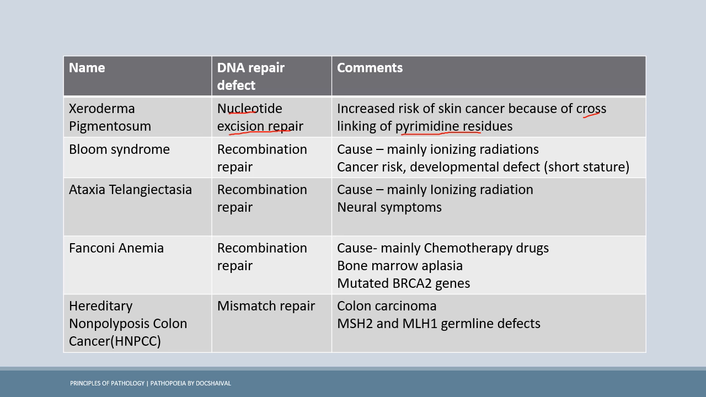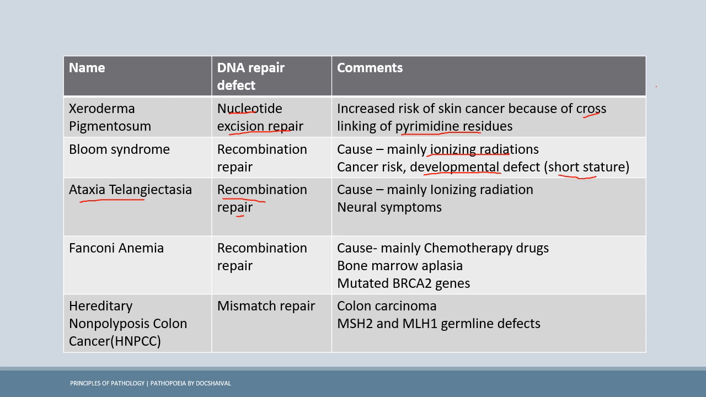Now, the Bloom syndrome is because of the recombination repair defect, and an important cause for this is the ionizing radiation. Another thing from the ionizing radiation is the ataxia telangiectasia. The next one is also because of the recombination repair defect. And the only difference between Bloom syndrome and ataxia telangiectasia is their symptoms. What happens in Bloom syndrome is that obviously they have increased cancer risk. All of them would have increased cancer risk. But apart from increased cancer risk, the other thing in Bloom syndrome is that they have defective development. That is, they are usually short-statured.